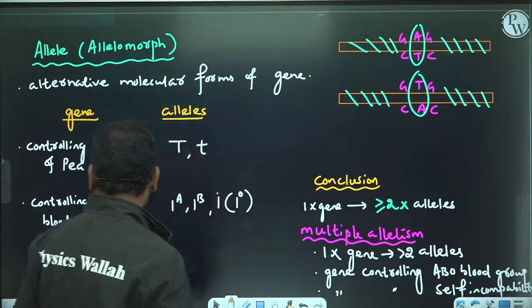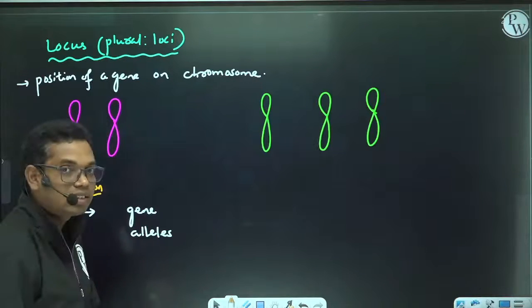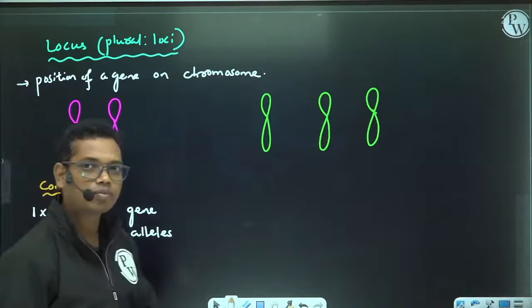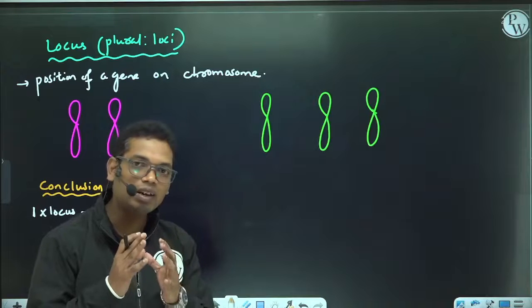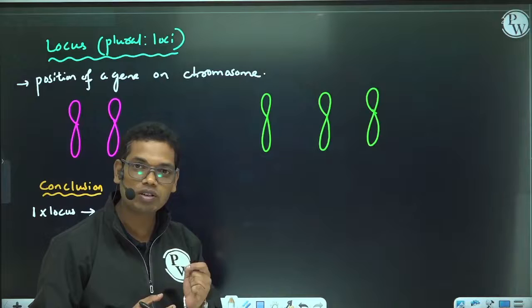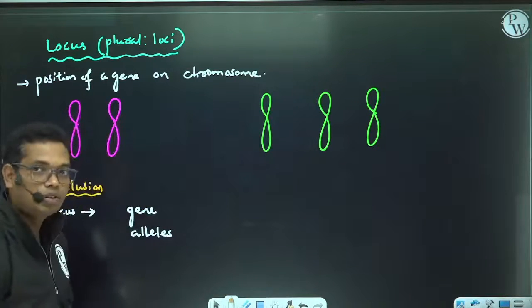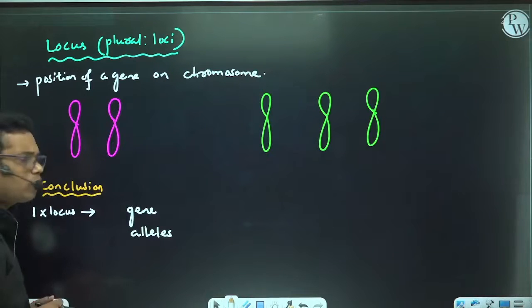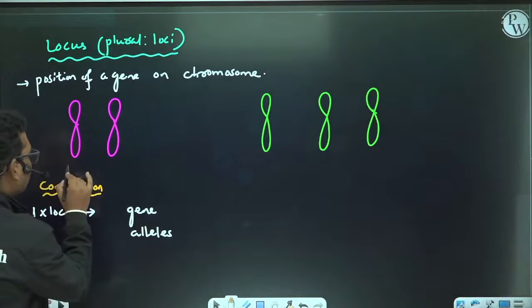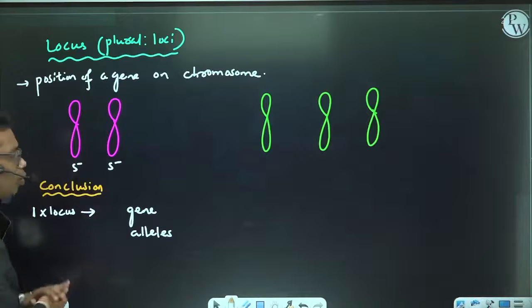Now, the next term which we are going to discuss is locus. The plural is loci. So what is locus? We know gene is nothing but DNA, and DNA is present in the chromosome. So the position of the gene on the chromosome is called locus. This is a chromosome, this is also a chromosome. Suppose these are two homologous chromosomes. Suppose this is chromosome number 5 and this is also chromosome number 5. So these are homologous chromosomes.